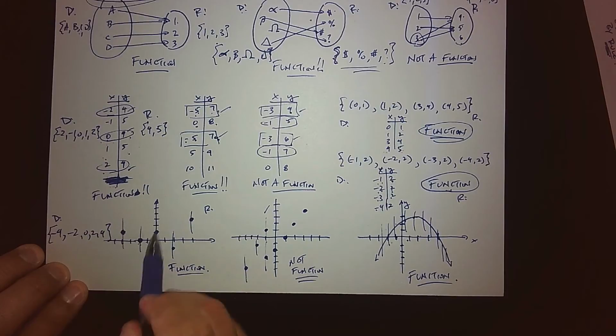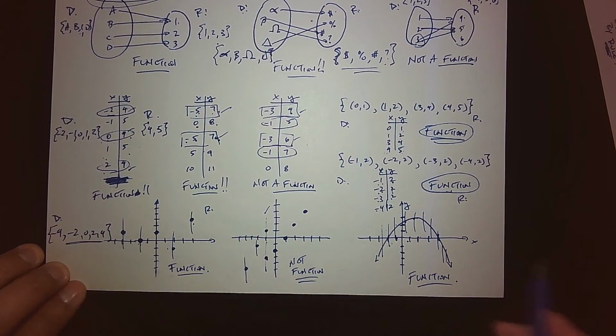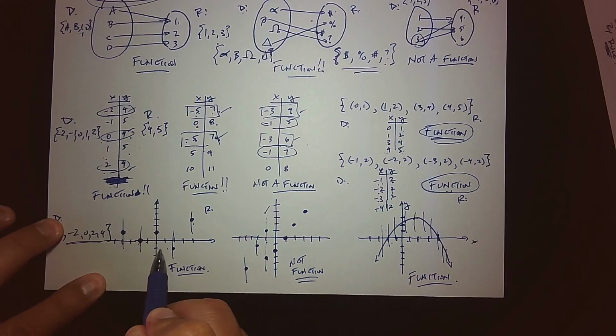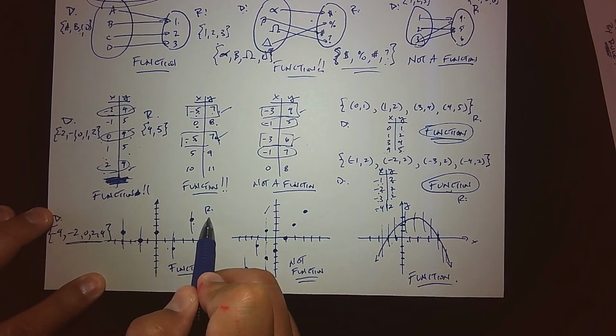I only see data points at those 5 input values. So the domain is strictly restricted to those 5 values. What about the range? Well, again, since this is restricted, the range is going to be restricted.